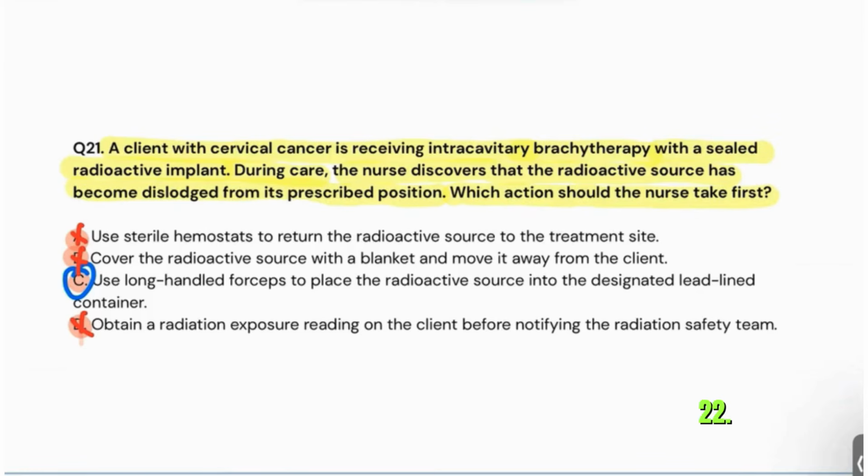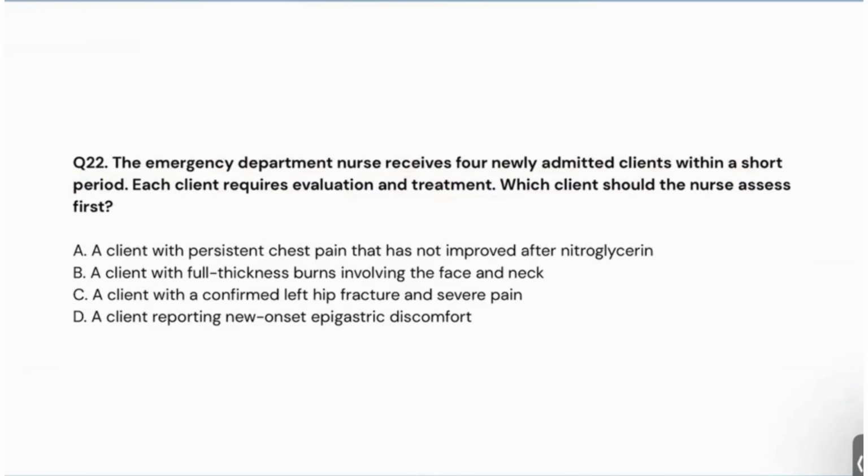Let's go to question number 22. The emergency department nurse receives 4 newly admitted clients within a short period. Each client requires evaluation and treatment. Which client should the nurse assess first? Letter A, a client with persistent chest pain that has not improved after nitroglycerin? Letter B, a client with full thickness burns involving the face and the neck? Letter C, a client with a confirmed left hip fracture and severe pain? Or letter D, a client reporting a new onset epigastric pain? Pause the video.